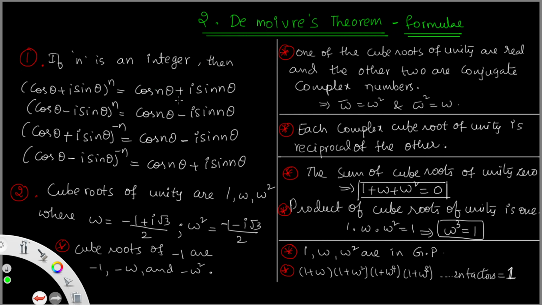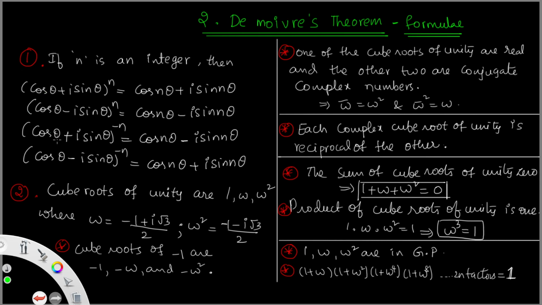So the first formula is: if n is an integer, which may be positive or negative, then (cos theta plus i sin theta) to the power of n equals cos n theta plus i sin n theta. And similarly, (cos theta minus i sin theta) to the power of n equals cos n theta minus i sin n theta. So the power joins with its argument.